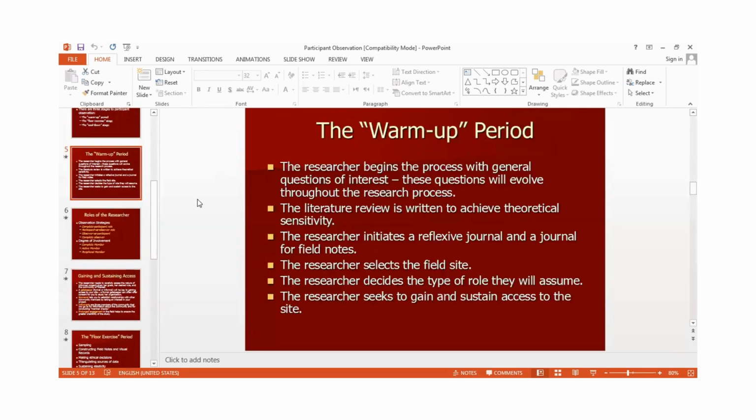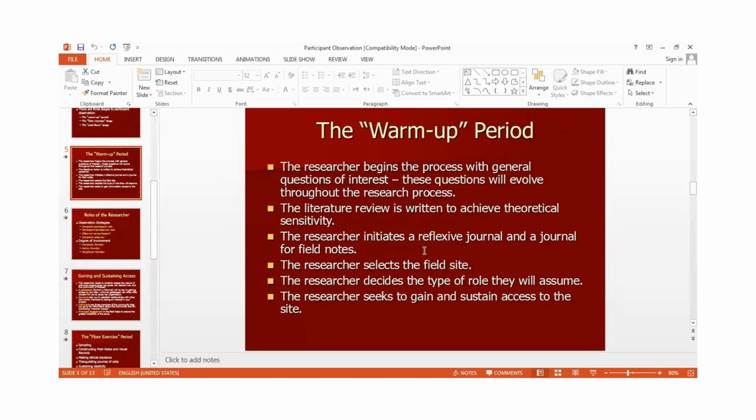In the warm-up period, the researcher begins the process with a general question of interest. These questions will evolve throughout the research process. The researcher just warms up the participants. The literature review is written to achieve theoretical sensitivity. The researcher initiates a reflexive journal and a journal for field notes.